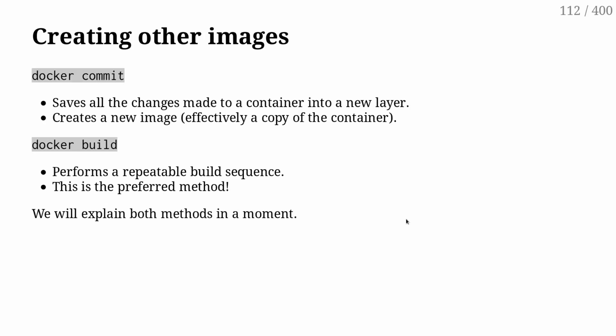Okay. Now, the way we are going to create images is either with Docker commit, which is the operation to turn a container into an image, or more realistically, Docker build, which will take a Dockerfile, so a recipe to build a container, and which will basically execute that recipe and create a new image for us.